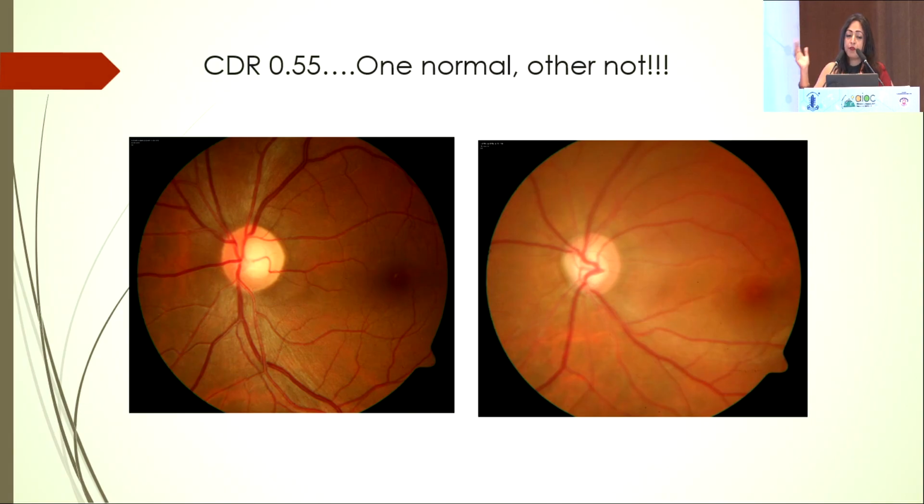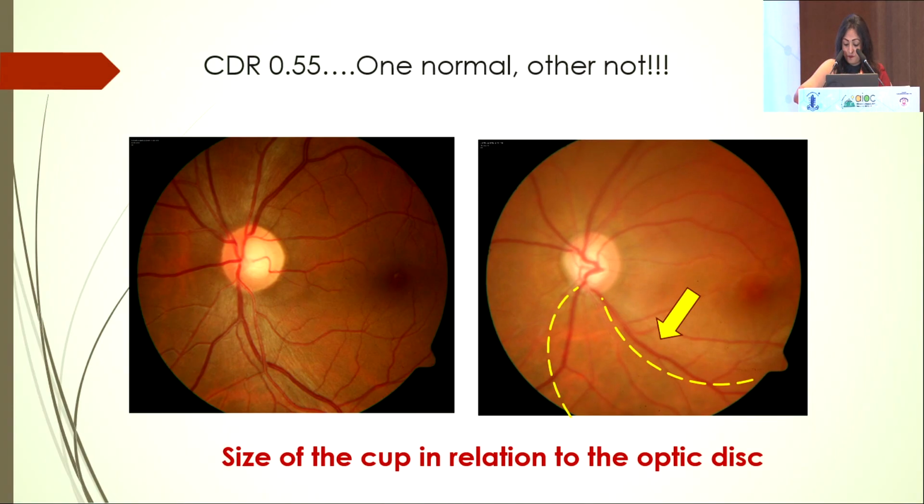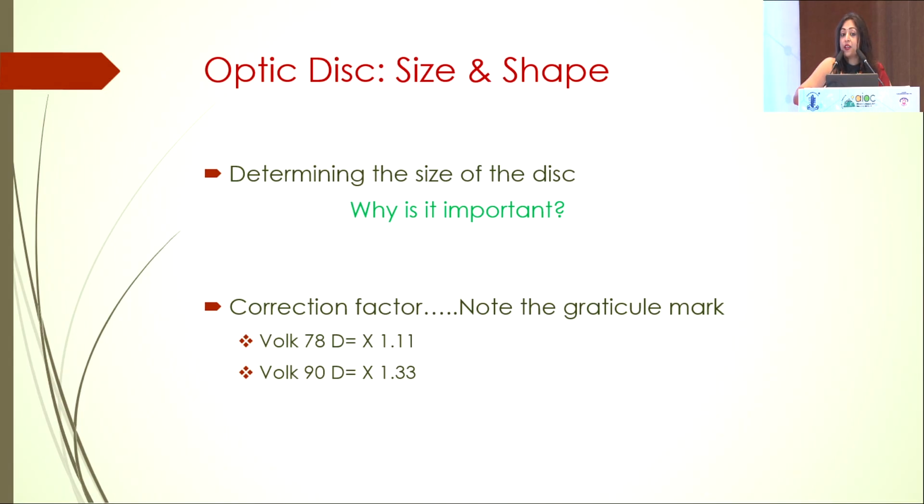So here we have two pictures. If I asked you the CD ratio in both the pictures, both of them are roughly 0.55, but then the right one is a normal disc. It's a large disc. The left one has a focal notch inferiorly with a corresponding NFL defect, and that's an abnormal disc, right? And how do we actually calculate it?